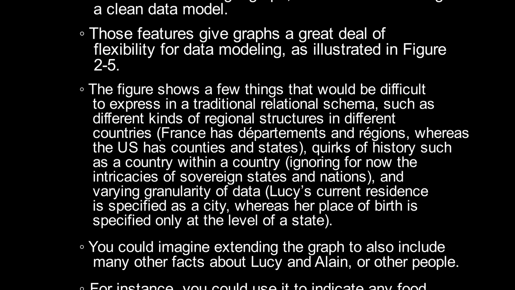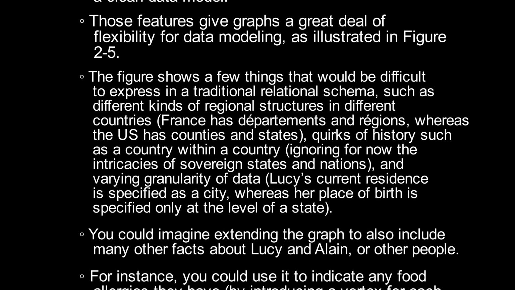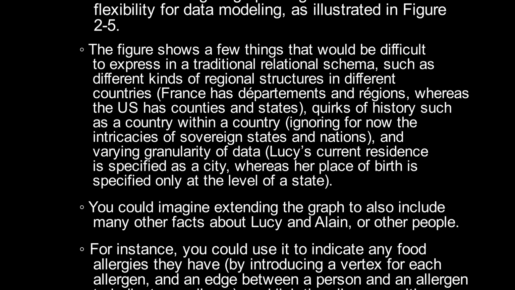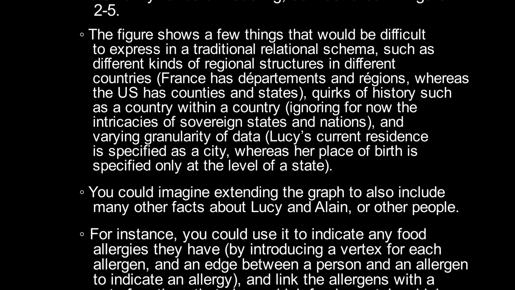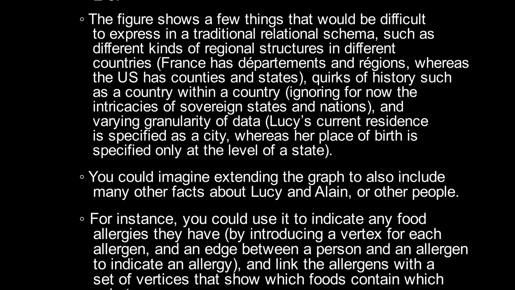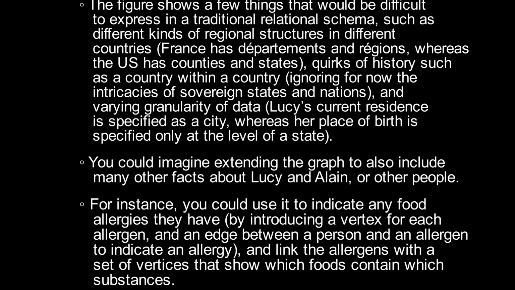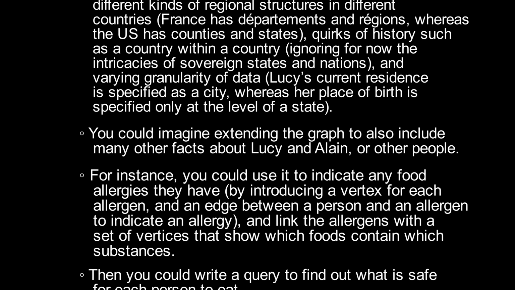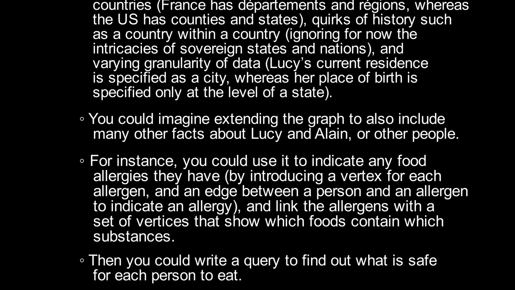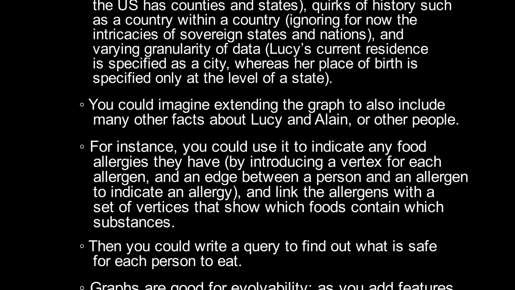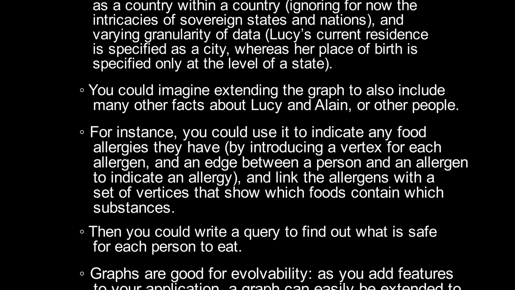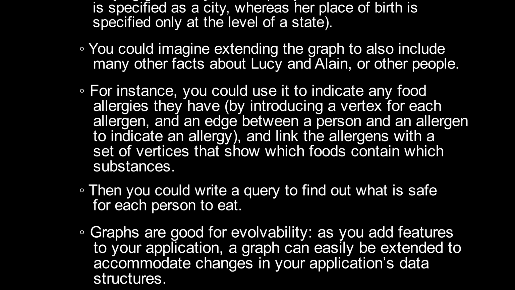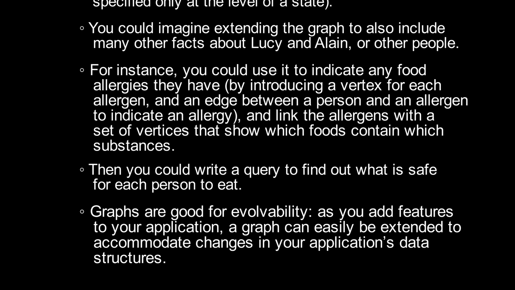Lucy's current residence is specified as a city, whereas her place of birth is specified only at the level of a state. You could imagine extending the graph to also include many other facts about Lucy and Elaine, or other people. For instance, you could use it to indicate any food allergies they have by introducing a vertex for each allergen, and an edge between a person and an allergen to indicate an allergy, and link the allergens with a set of vertices that show which foods contain which substances. Then you could write a query to find out what is safe for each person to eat.